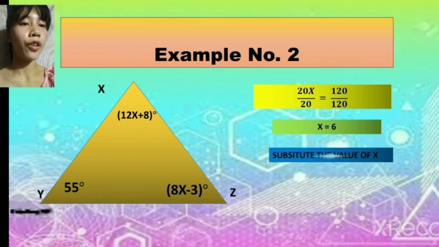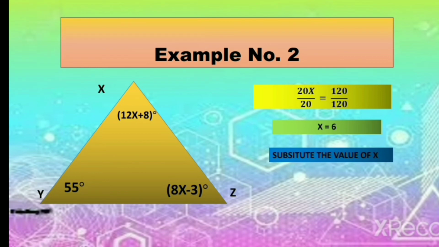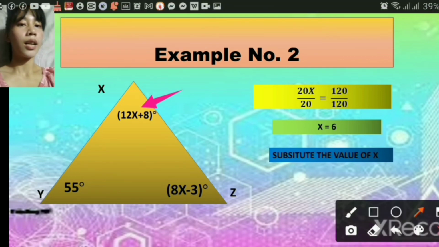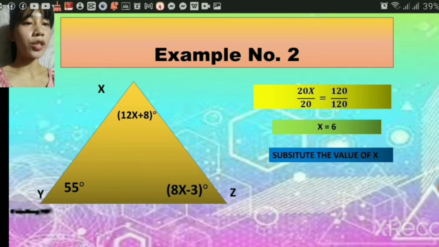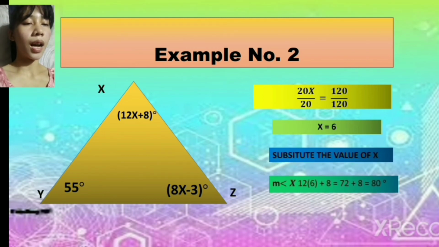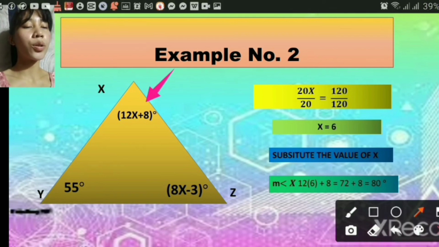As we know the value of x, just substitute the value of x in this angle in order to find angle X and angle Z. You just substitute it. So we have the measure of angle X, 12 times 6, so our x is 6, plus 8 is equals to 72 plus 8, which is equals to 80 degrees. So our angle here is equal to 80 degrees.